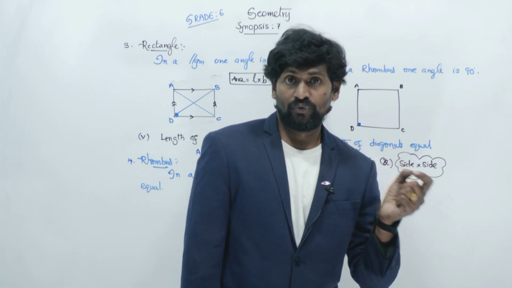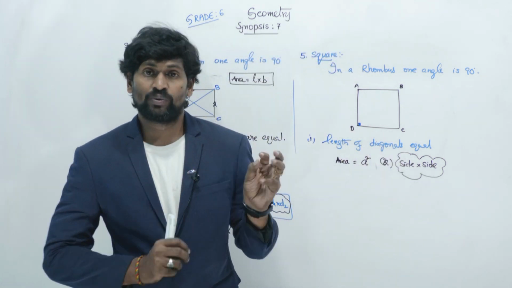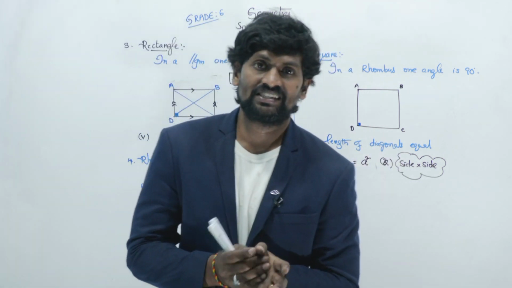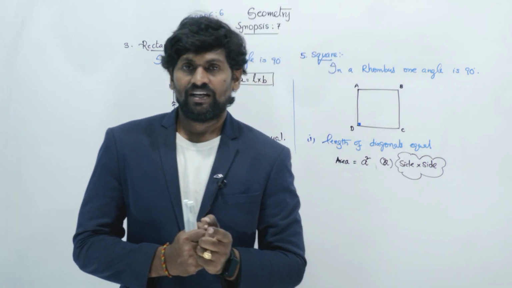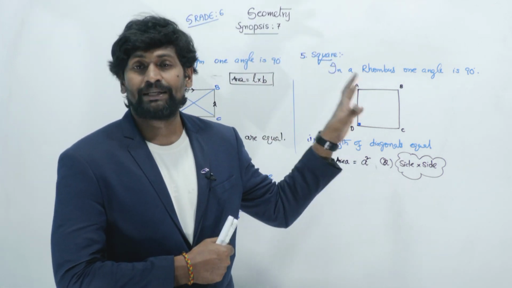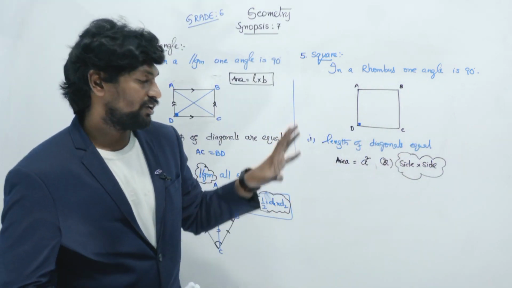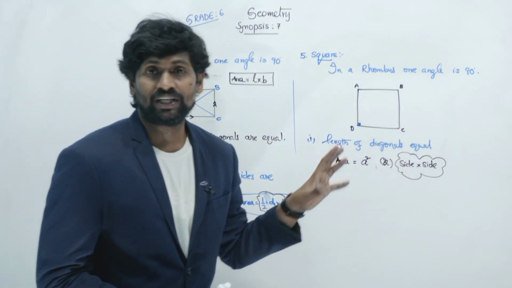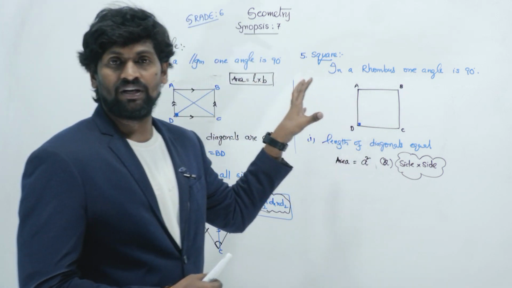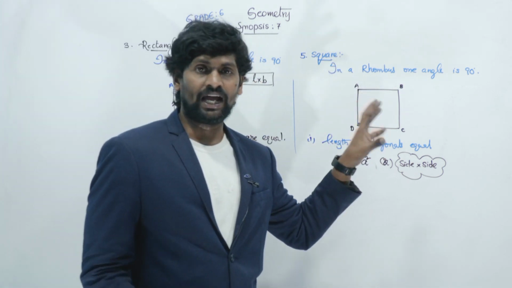So we need to discuss the kite. The last one is the kite. That we'll discuss in further classes. Next class, just revise all the properties of the quadrilaterals and their area formulas, and the diagrams I have told you for each quadrilateral.